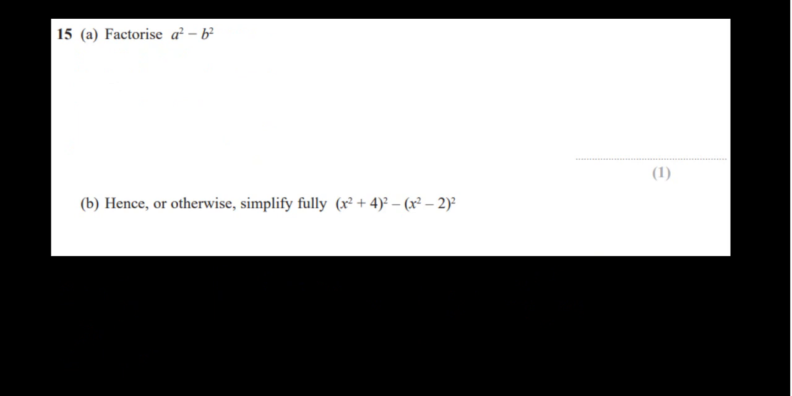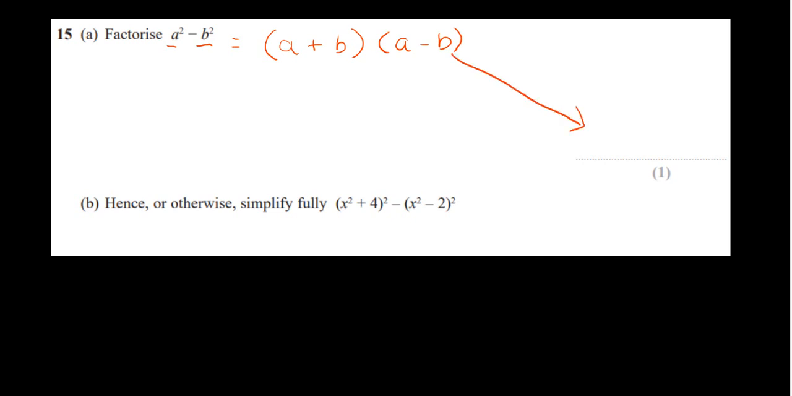Right, so this question, factorize a squared minus b squared. That's the difference of two squares. So I find the square root of a squared, that's a. Find the square root of b squared, which is b. So I'll have a plus b times a minus b. That's how we factorize the difference of two squares. It says hence or otherwise. That's my answer going to be over there.